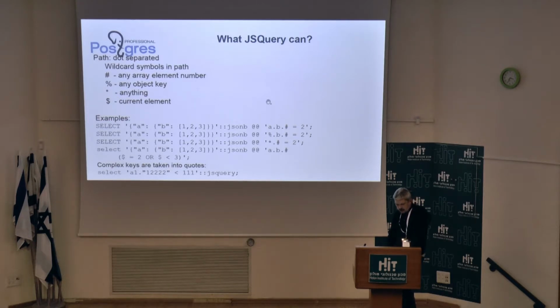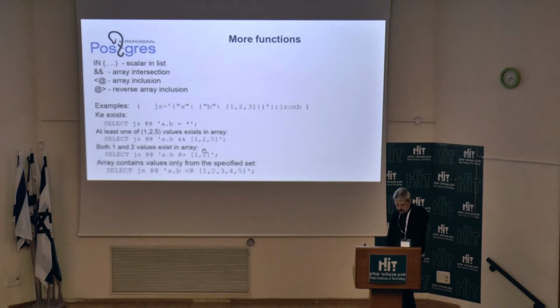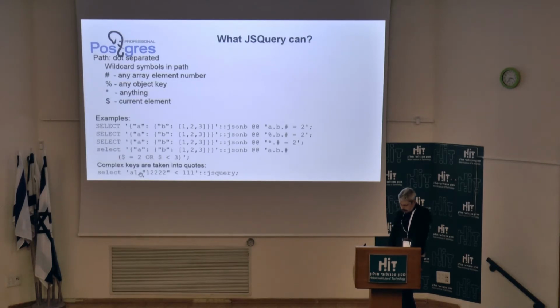The percent sign means any object key. And the star asterisk means either a key or an index of an array, anything. And dollar means the current element. It may be necessary, for example, in cases like that. By this expression you obtain some element, and then you need to compare it with something. Also, complex keys are quoted. Okay, so this is the general way of writing JSQuery expressions.